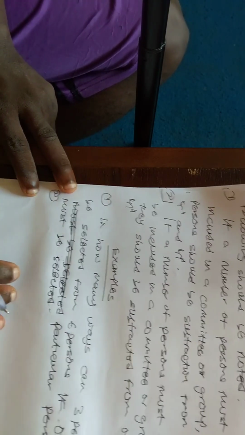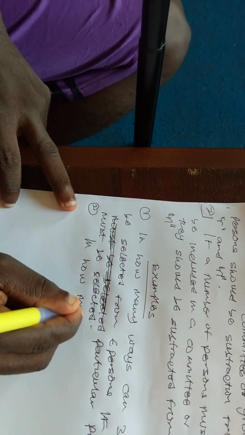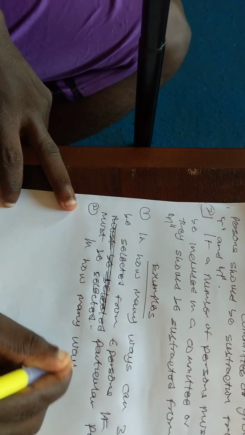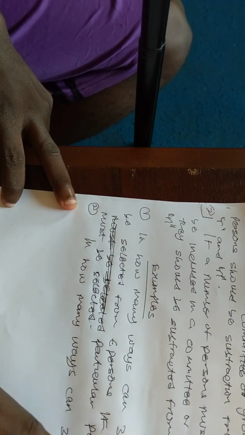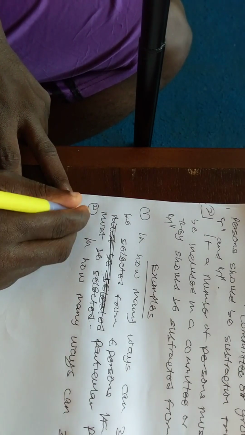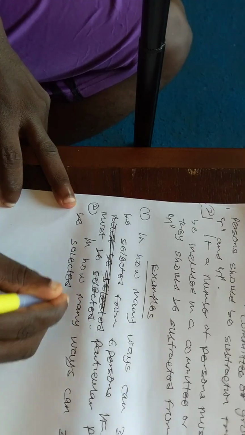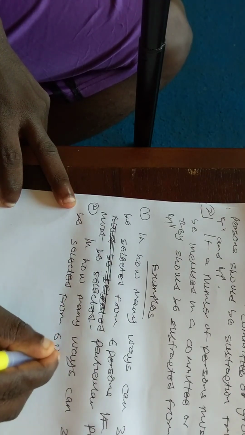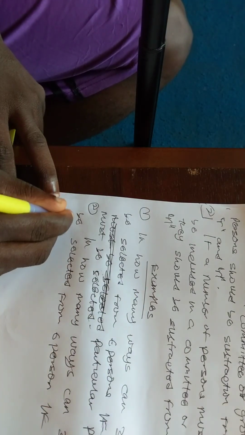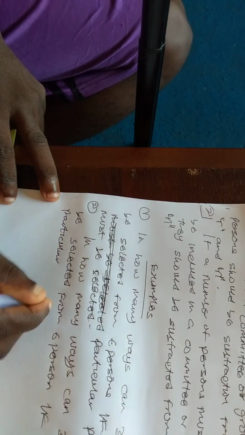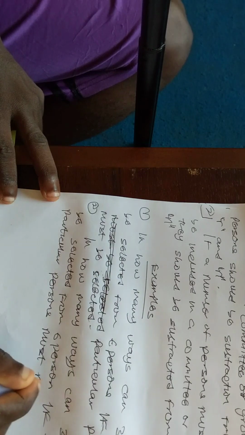Number 2, in how many ways can 3 persons be selected from 6 persons if 2 particular persons must not be selected?